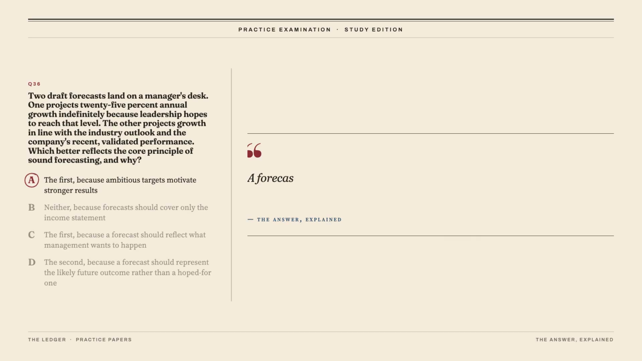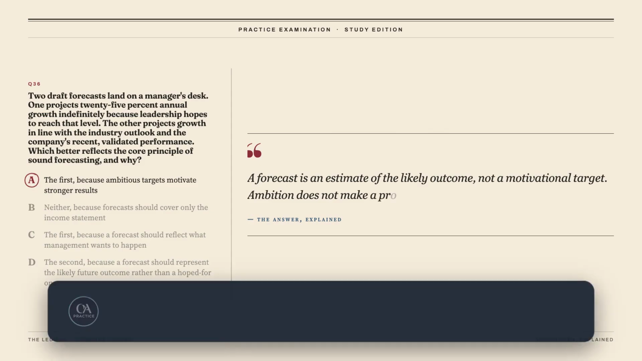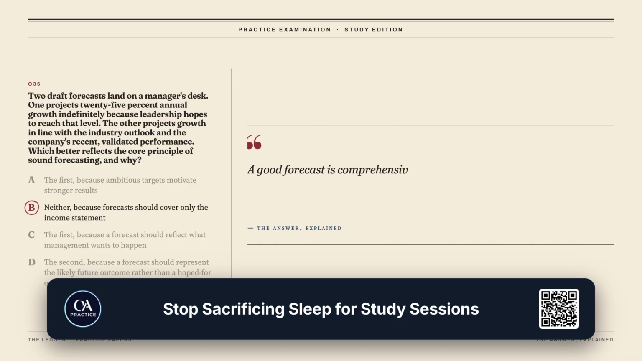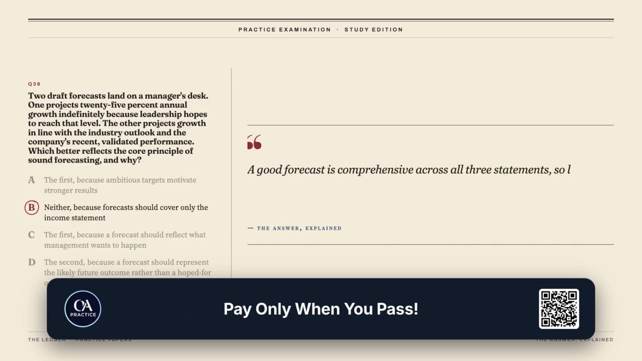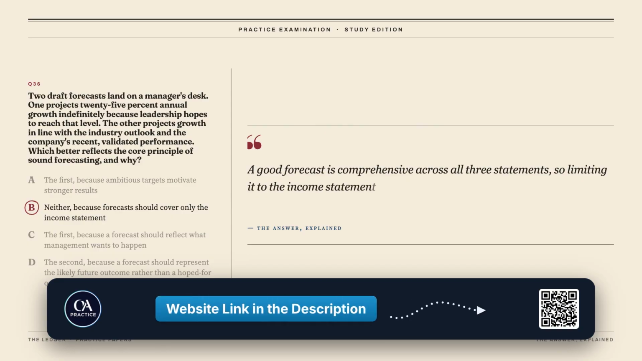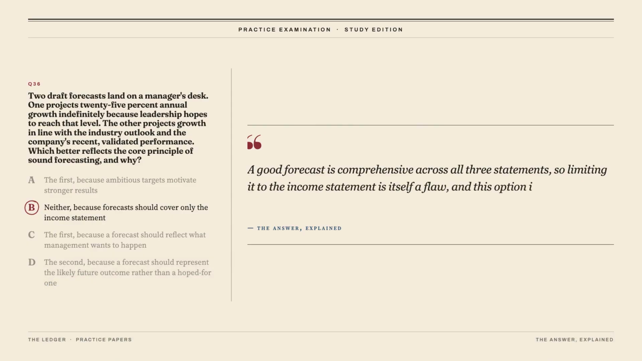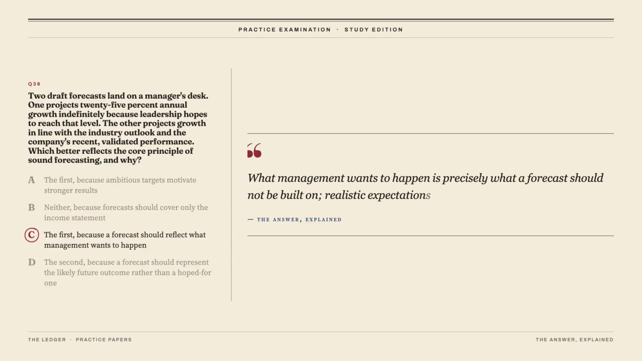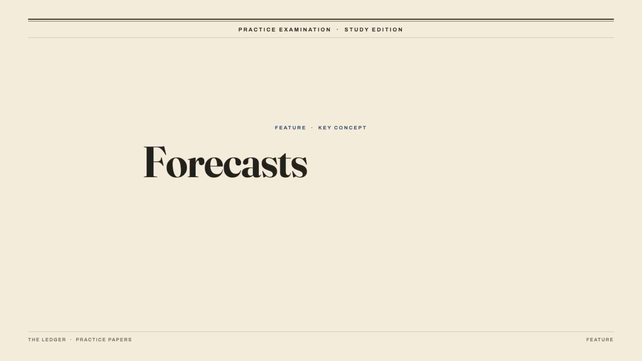A is wrong because a forecast is an estimate of the likely outcome, not a motivational target. Ambition does not make a projection accurate. B is wrong because a good forecast is comprehensive across all three statements, so limiting it to the income statement is itself a flaw, and this option ignores the realism principle being tested. C is wrong because what management wants to happen is precisely what a forecast should not be built on. Realistic expectations, not preferences, are the standard.